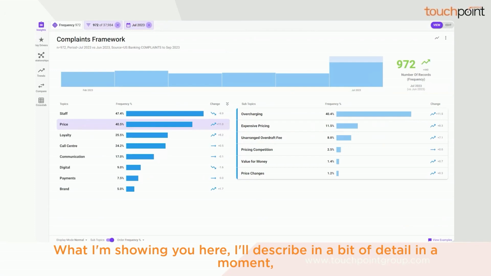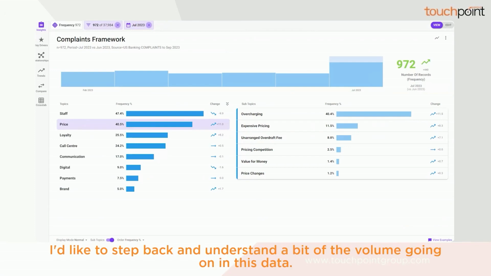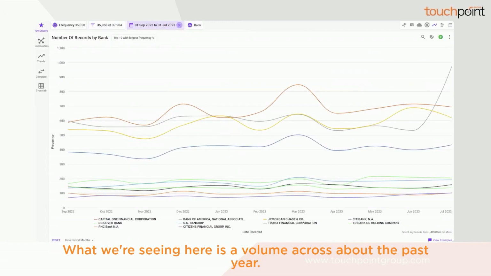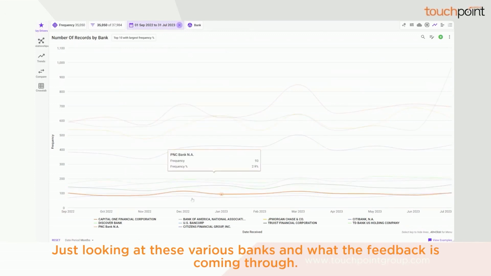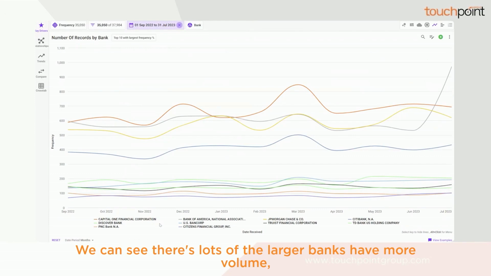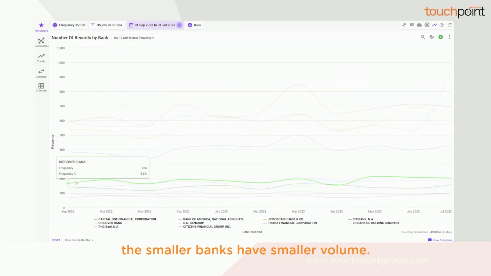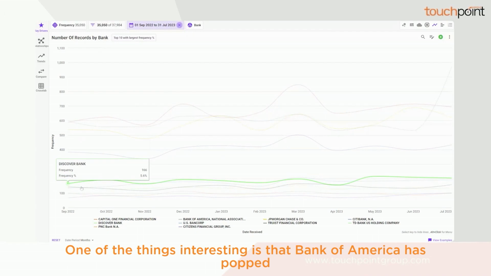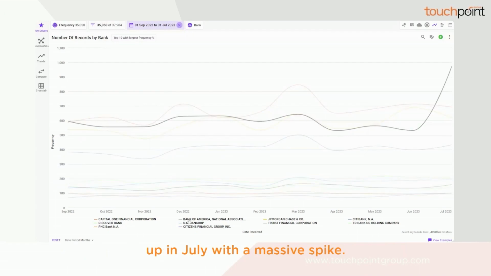What I'm showing you here, I'll describe in a bit of detail in a moment, but first I'd like to step back and understand a bit of the volume going on in this data. What we're seeing here is the volume across about the past year, just looking at these various banks and what the feedback is coming through. We can see the larger banks have more volume, the smaller banks have smaller volume, understandable. One of the things interesting is that Bank of America has popped up in July with a massive spike. So what's happened there? That's interesting. Let's have a look.